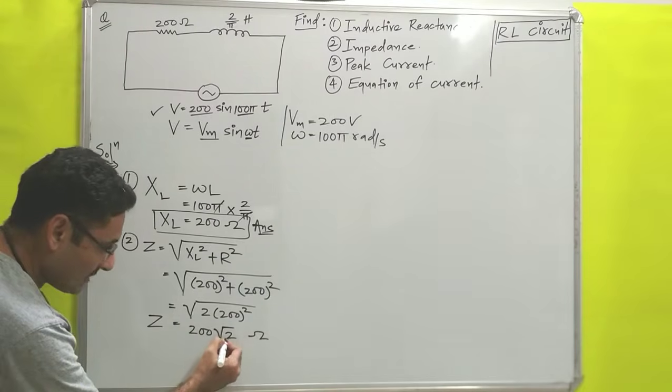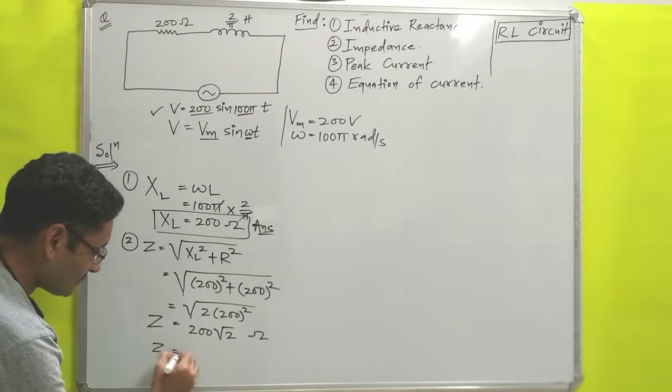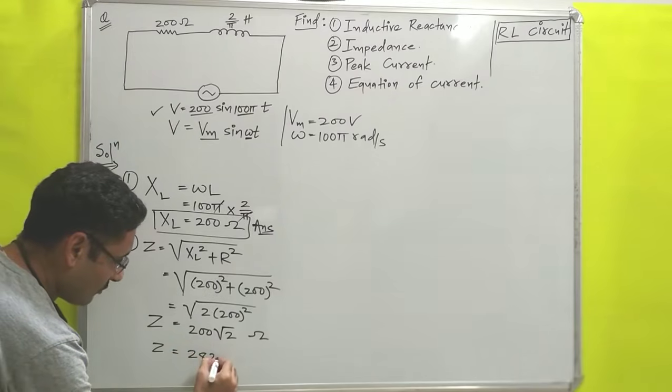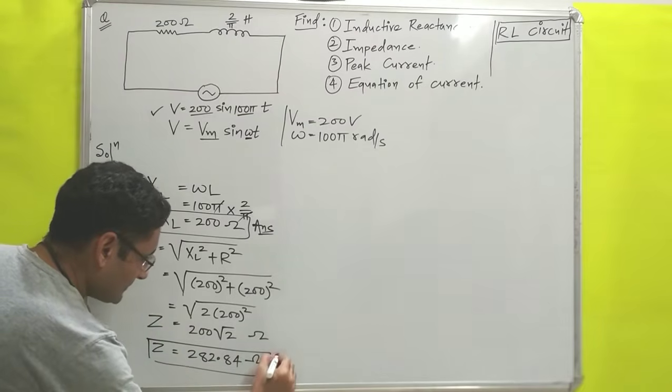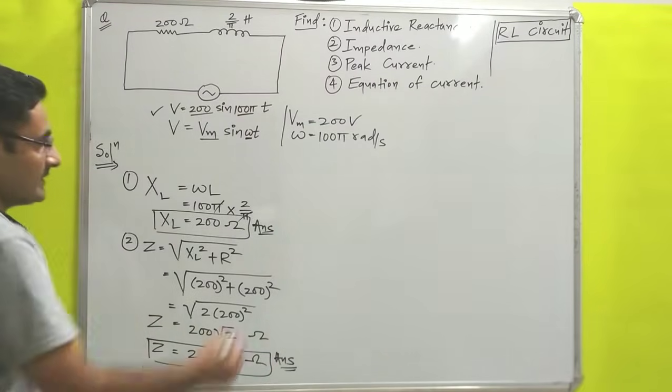Also, if you want to solve by putting the root 2 value as 1.414, it will be 282.84 ohm. So that will be your second answer. Okay, move on to the next.